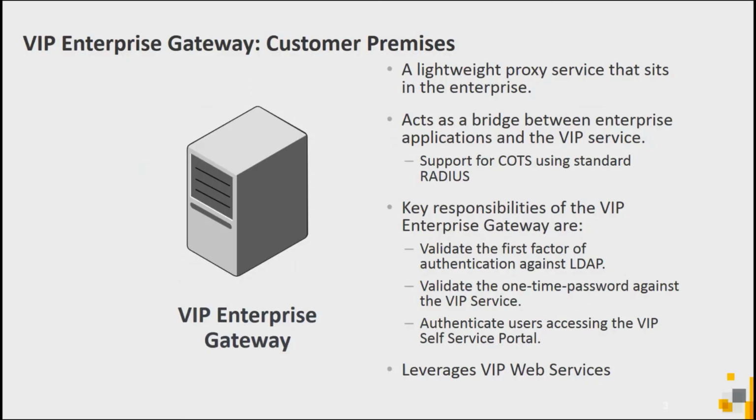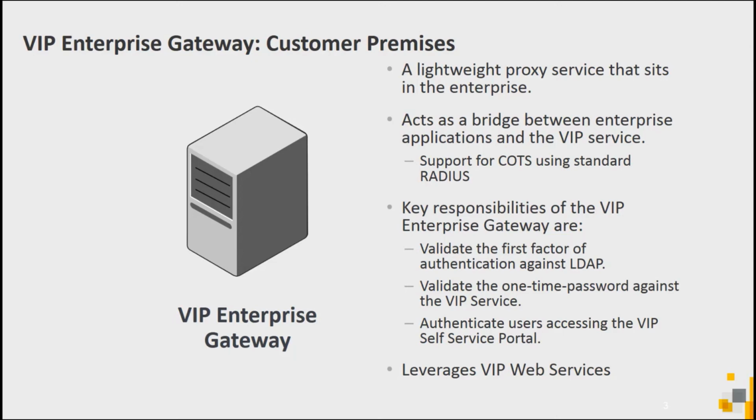The VIP Enterprise Gateway is the core component to connecting enterprise applications such as a VPN to the VIP service. The VIP Enterprise Gateway is deployed within your enterprise and sits between your Radius-enabled application, your enterprise LDAP directory, and the VIP services in the cloud. The purpose of this component is to accept authentication requests over Radius, perform a validation check of the username and password on the request against the LDAP directory, and then, if that check is successful, validate the one-time password also included in the request against the VIP service.